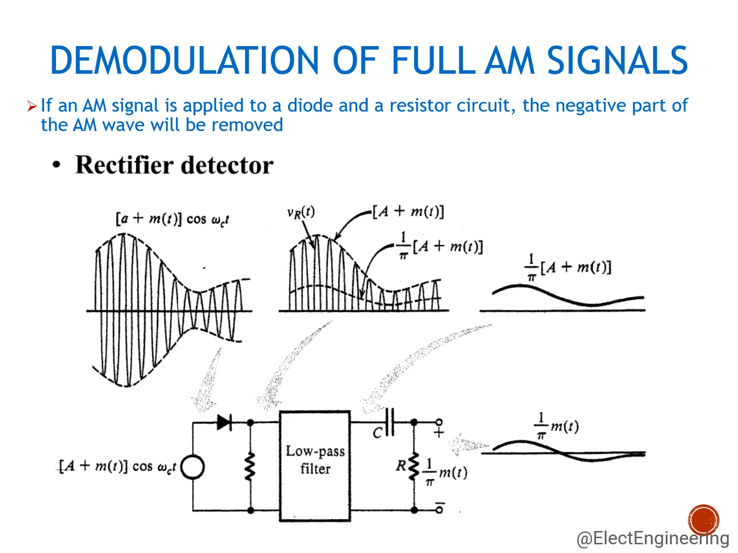This one is the rectifier detection technique. Here you can see the circuit for the technique. The full AM signal appears at the input. We have a diode.